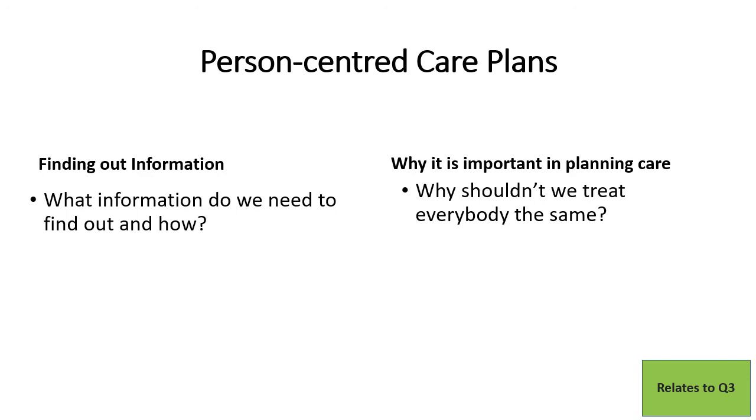So person-centred care plans. They're about finding out information. So what information do we need to find out, and how are we going to do that? And why is it important in planning care? Why shouldn't we treat everyone the same? So for a few minutes, just have a think about those before you move on to the next slide.